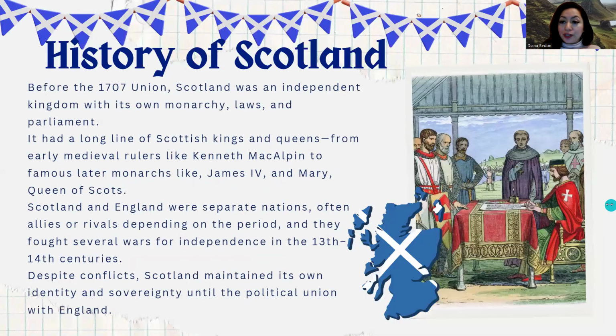But before we start, it's good if we know a little of the story of Scotland. Before the 1707 Union, Scotland was an independent kingdom with its own monarchy, laws, and parliament. It had a long line of Scottish kings and queens, from early medieval rulers like Kenneth MacAlpin to famous later monarchs like James IV and Mary Queen of Scots.